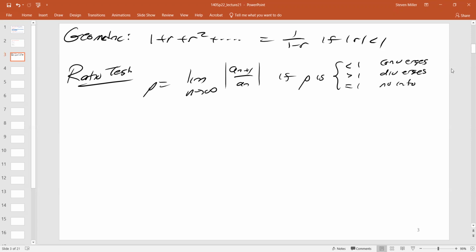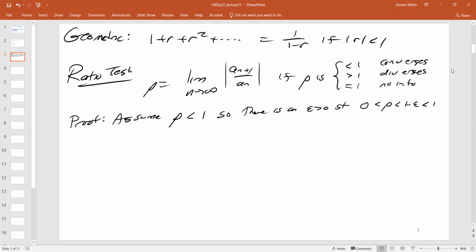So the proof is as follows. Let's assume rho is less than 1. So there is an epsilon greater than 0 such that 0 is less than rho is less than 1 minus epsilon is less than 1. So what I'm doing is, if it's less than 1, it has to be less than 1 by a certain amount. If it's converging, let's say it's converging to 0.99, then at some point it's got to be less than 0.999.